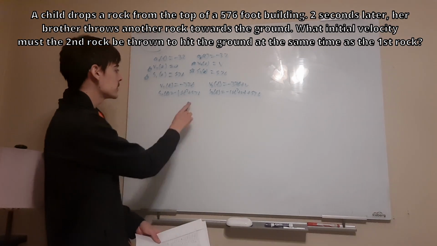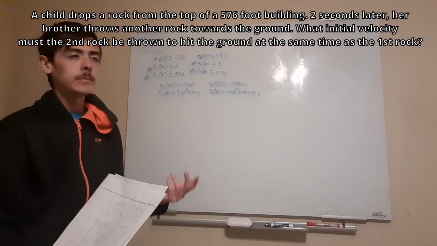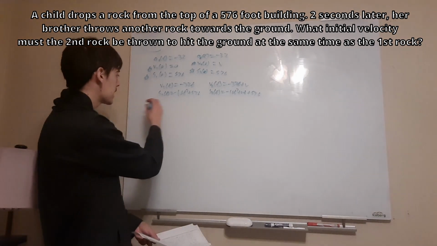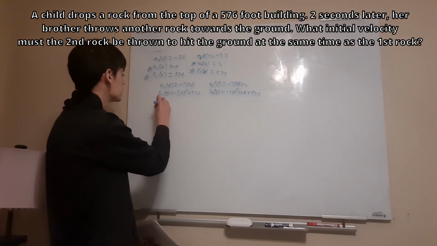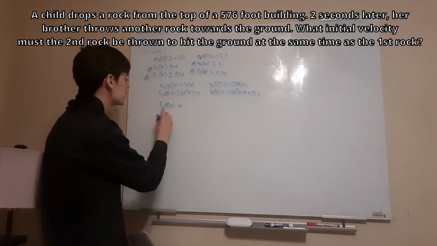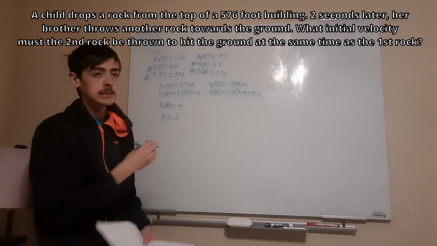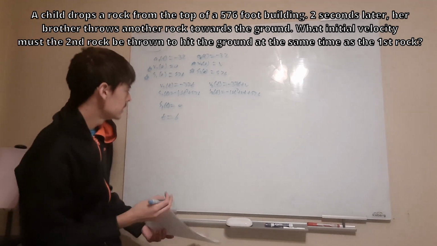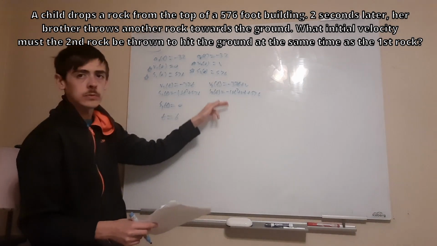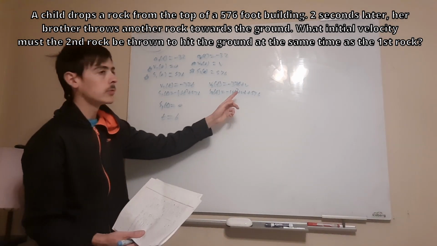So to find when the first kid's rock hit the ground, that would mean if it hits the ground, the rock's position is 0, and that means basically setting S1 of t equal to 0. So if we set S1 of t equal to 0 and solve for t, we are going to get t is equal to 6. So it would be really nice if we could plug in this t equals 6 into one of these equations, and that would help us solve for v.